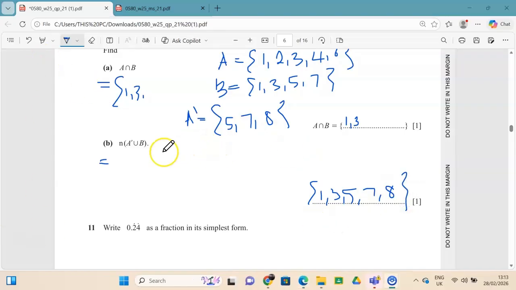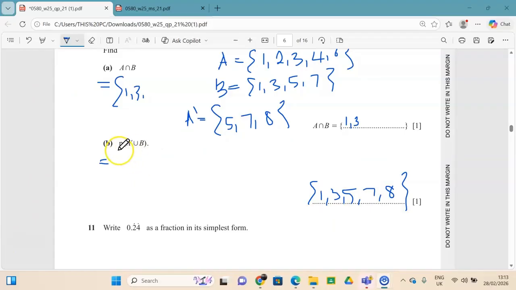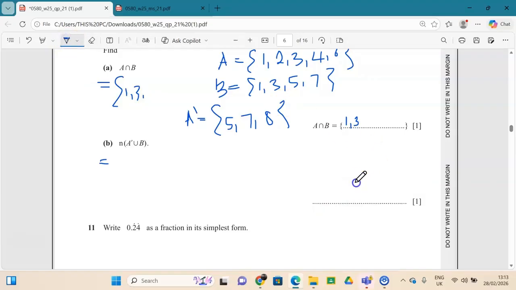Oh, but the question says cardinality. That is the number of elements in this. That is the cardinality. So how many are there? 1, 2, 3, 4, 5. So instead of doing this, we are supposed to write the number of elements. We've counted, and actually there are 5 in number. So I'm just going to write 5 here. That is the number of elements.